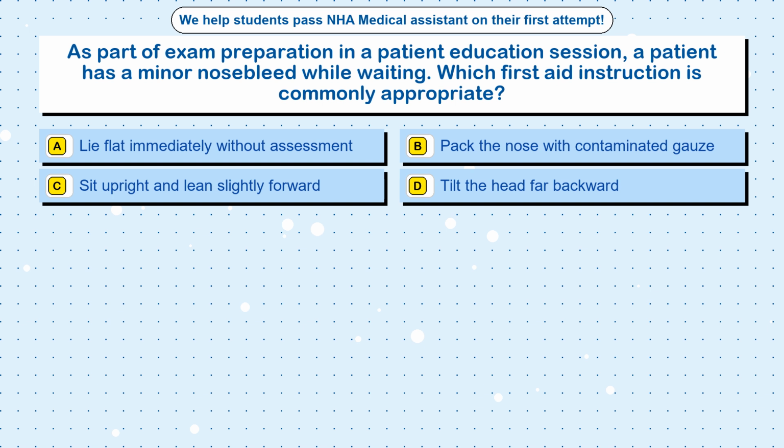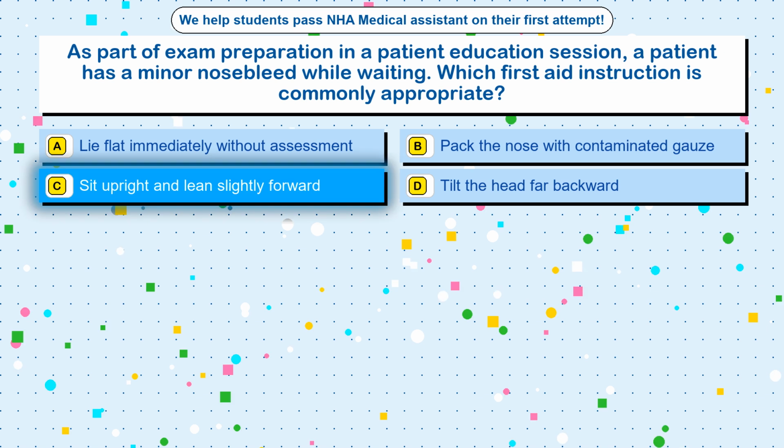Option A. Lie flat immediately without assessment. Option B. Pack the nose with contaminated gauze. Option C. Sit upright and lean slightly forward. Option D. Tilt the head far backward. The correct answer is option C.